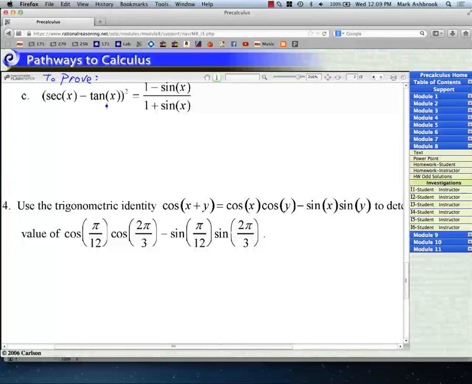So instead, what we do is you're going to pick one side. So suppose to prove A equals Z, okay?